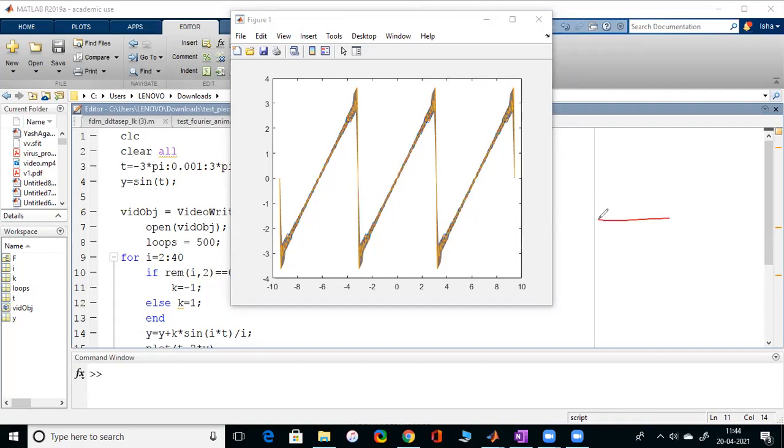This is the periodic behavior. So you are seeing a similar kind of graph appearing here, and these are actually connected because sine x, sine 2x are continuous functions. So there cannot be a jump discontinuity.